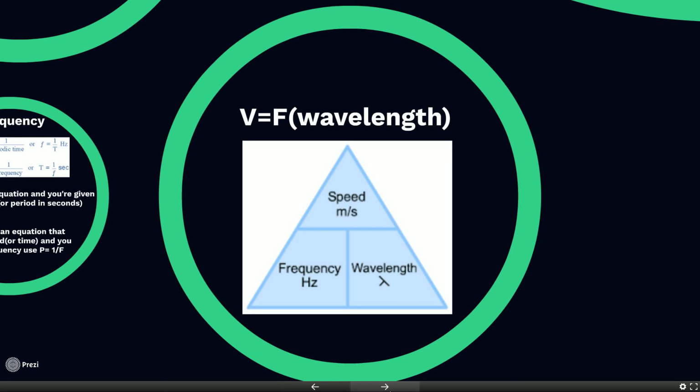Sometimes you'll have to solve for frequency or wavelength. In order to do this, say you were solving for frequency, you would take speed in meters per second and divide by wavelength on the bottom, and this would equal frequency in hertz. Now if you're solving for wavelength, you would take speed in meters per second divided by the frequency in hertz, and you'll get wavelength in meters.